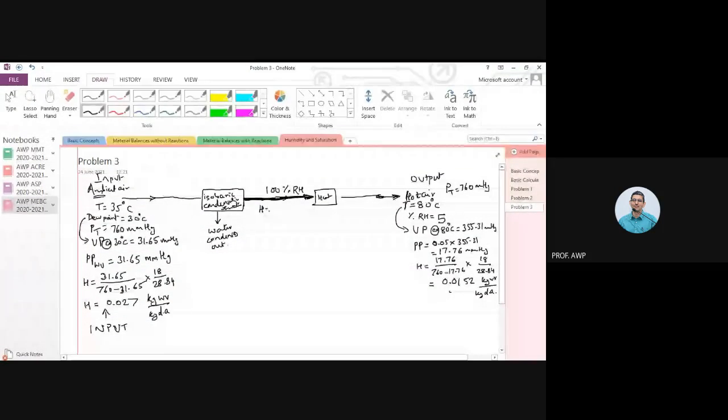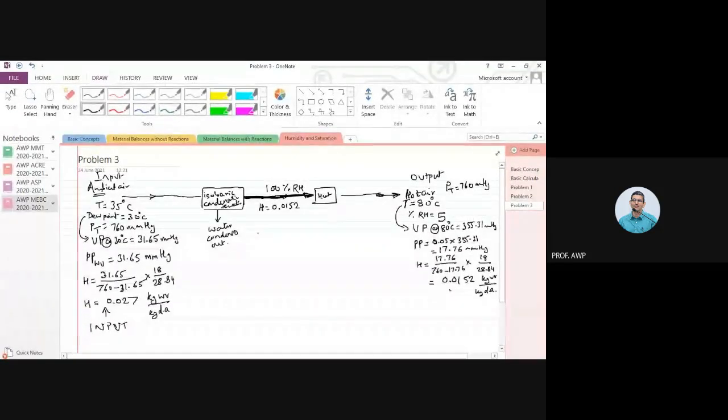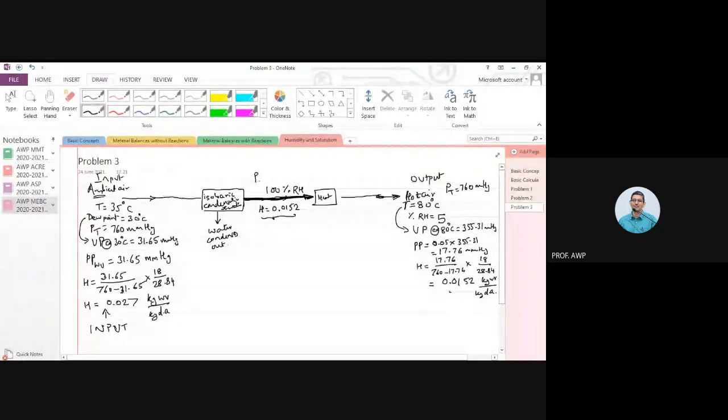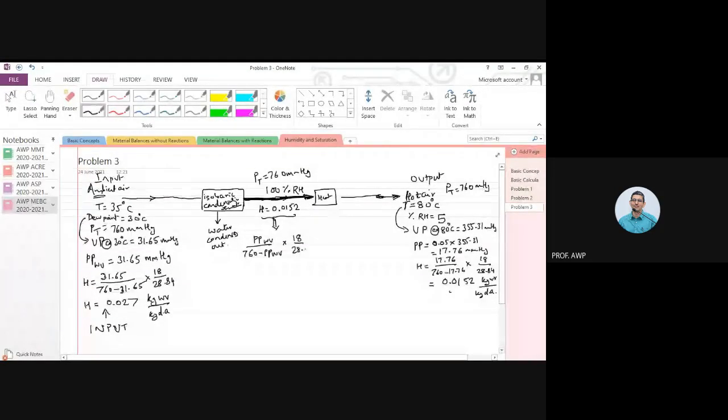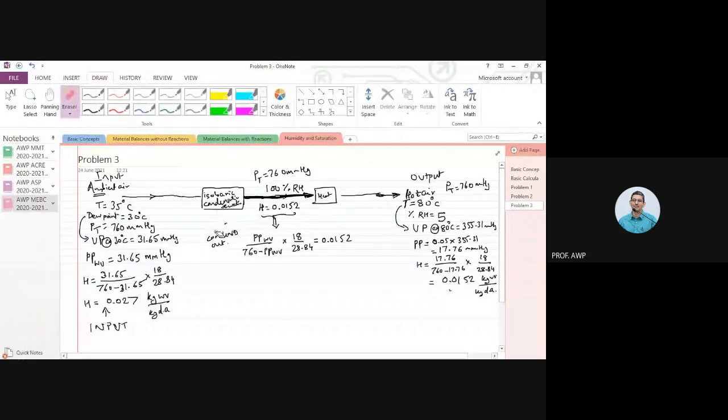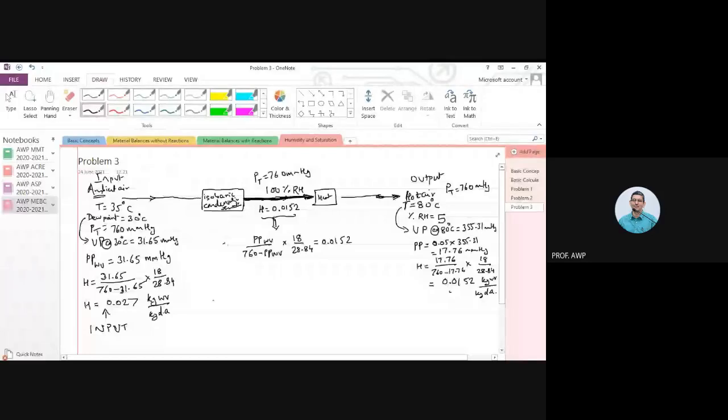And we want the humidity of this air to be 0.0152, isn't it? Yes, sir. So now if I take this as the humidity, let's say total pressure here also is 760 because we are doing isobaric cooling. So now in this air, partial pressure divided by 760 minus partial pressure of water vapor, into 18 divided by 28.84, must be 0.0152. Do you agree with that? Yes, sir.